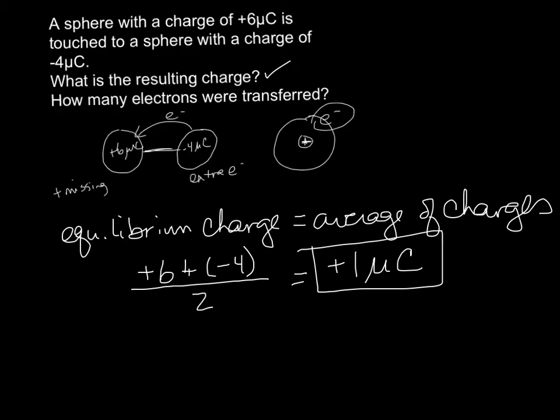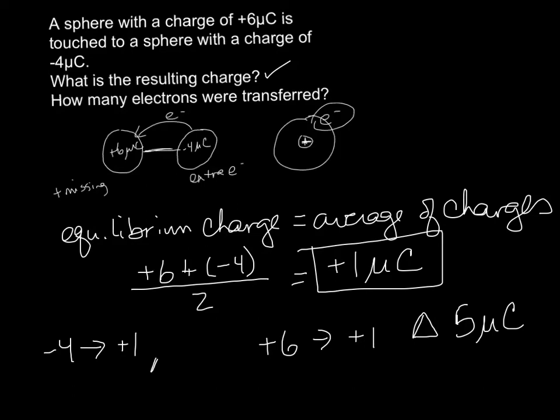That's a little trickier to find. So, do you see that we went 5 microcoulombs? We went from a positive 6 to a positive 1. So we actually have a change in charge of 5 microcoulombs. Do you see that? And even if we looked at the other one, we went from negative 4 to a positive 1. That's still a change of 5. The difference between those two numbers is 5.